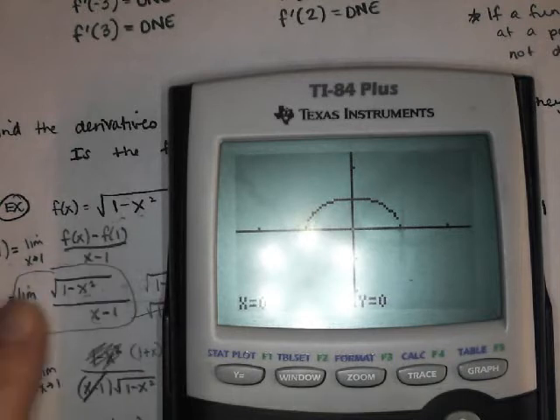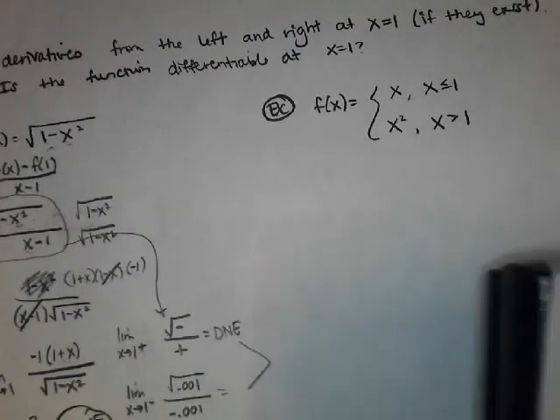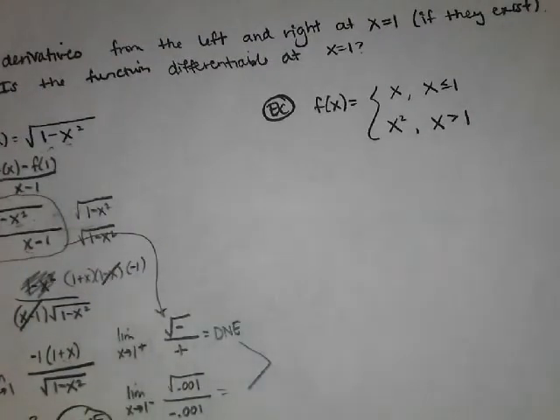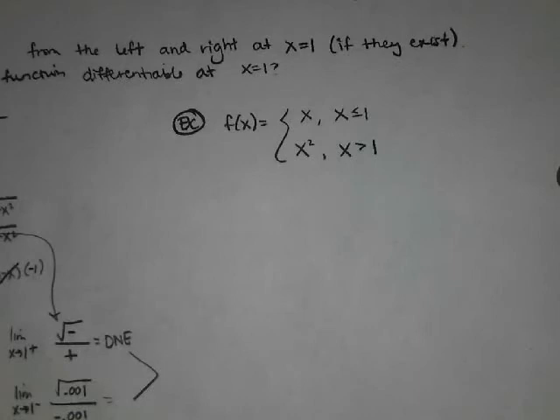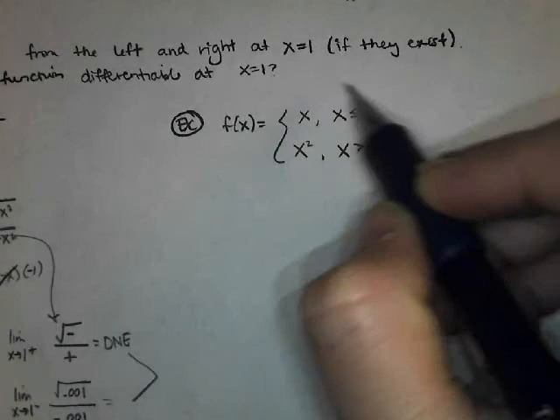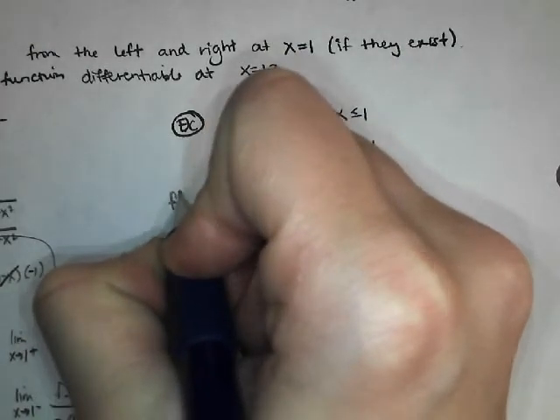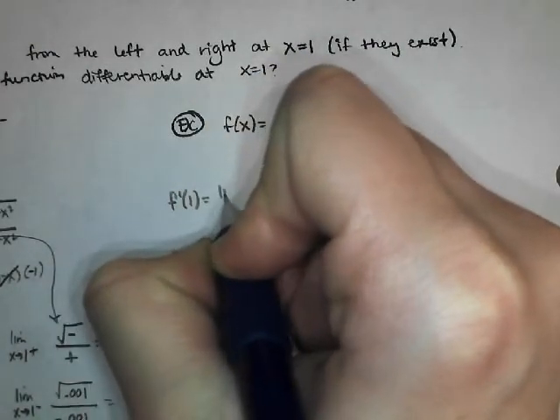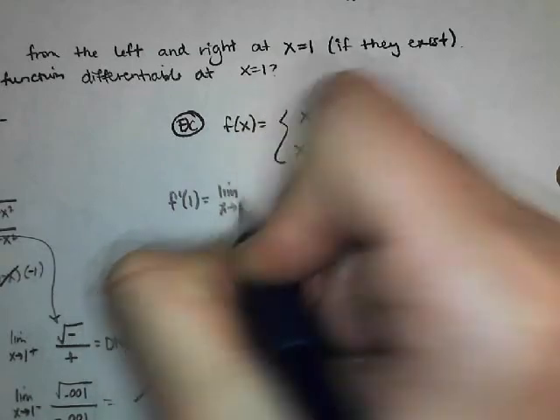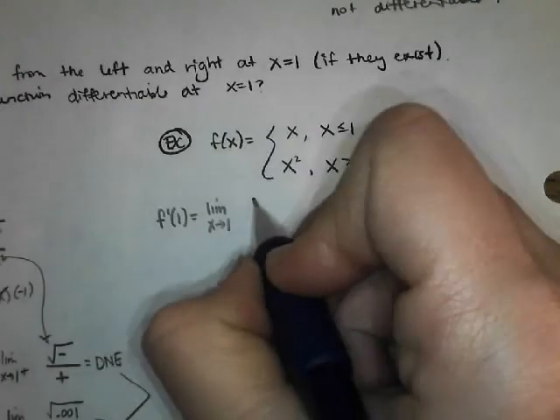Okay? The other thing I was going to show you, and I'm a little nervous I don't have time, so let me just move to the next example, and if I have time, I'll come back. Last example is a piecewise function. If I'm going to try to find the derivative of this at 1, that's f prime of 1 equals the limit as x approaches 1 of f of x minus f of 1 all over x minus 1.